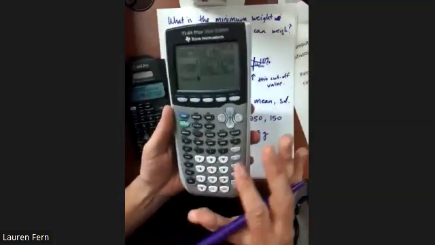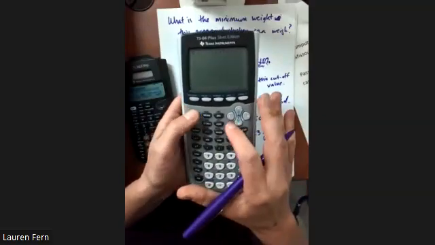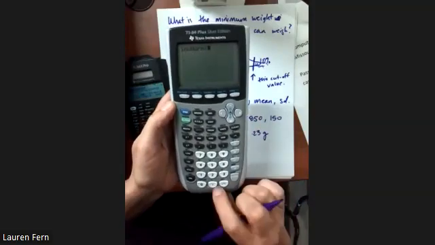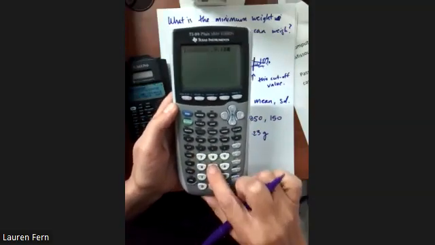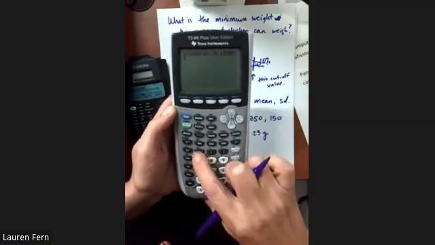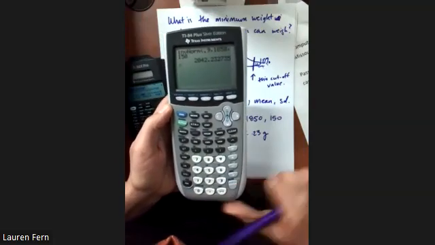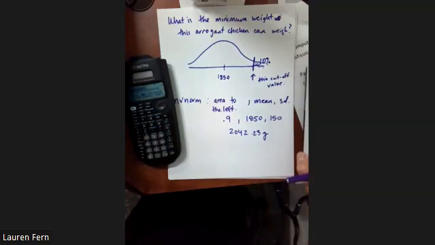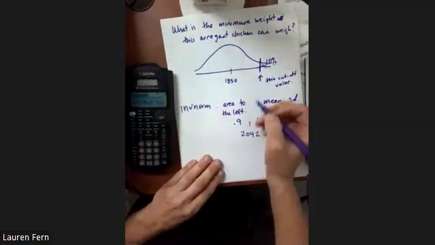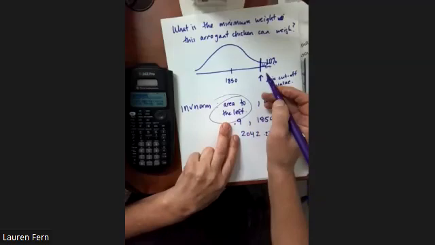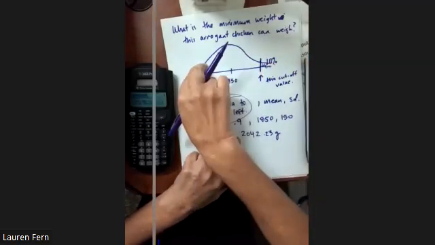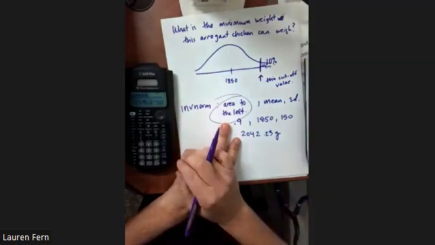If you have this calculator, it's the same sort of thing. You go down to inverse norm, and I would put 0.9, 1850, and then 150. And you get the same thing. 0.9. Okay, you always have to put the area to the left. So if this is the top 10%, we want the 90%.